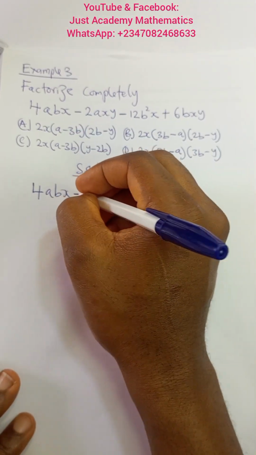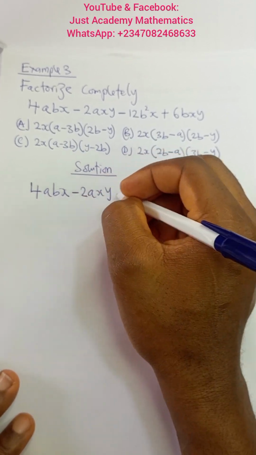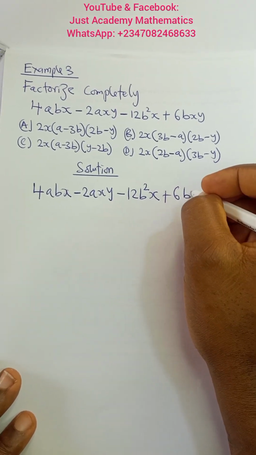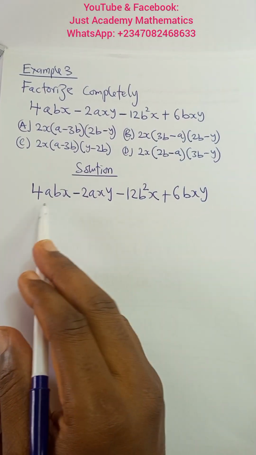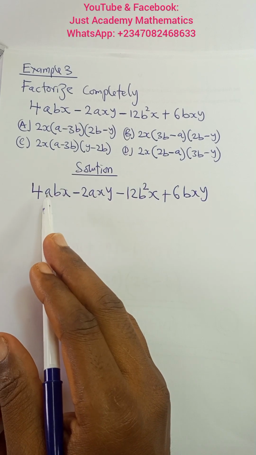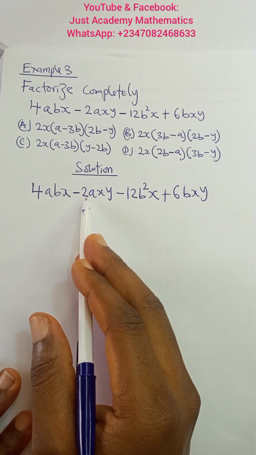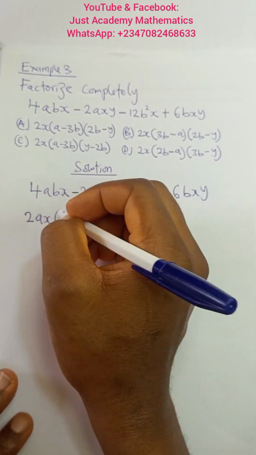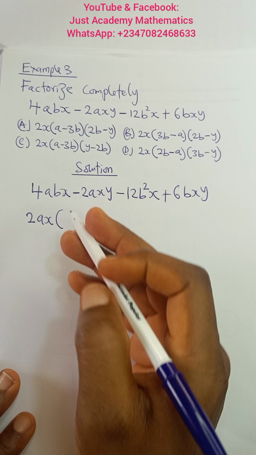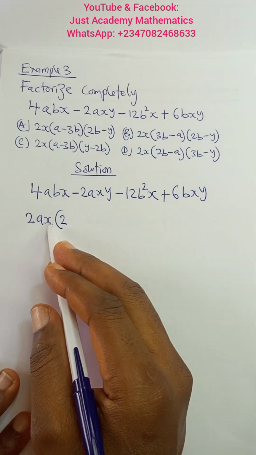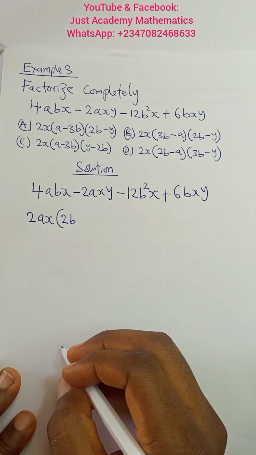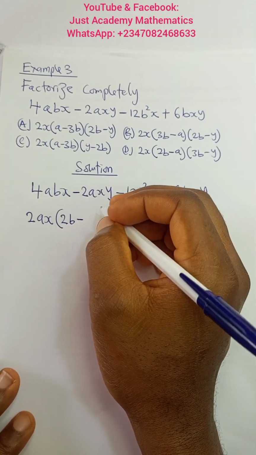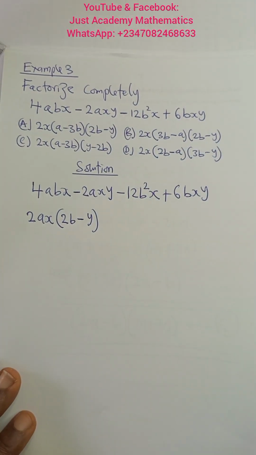So we have 4abx minus 2axy minus 12b squared x plus 6bxy. In this first pair, what is common? 2ax is common between these two. So if 2ax is outside, what will remain? Of course, since 2 is out, 2 will still remain here, a is out, x is out, then b, that is 2b. 2ax is out, so what will remain here is minus y. Can you see that now?